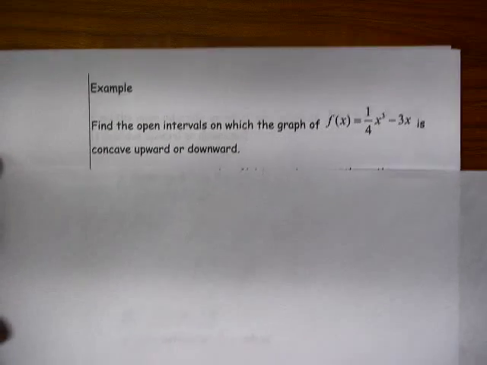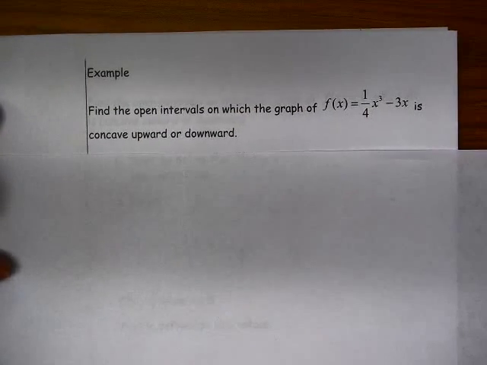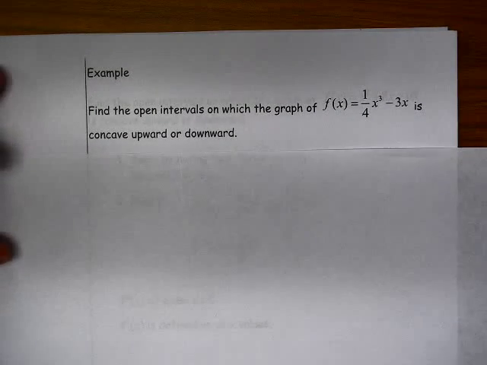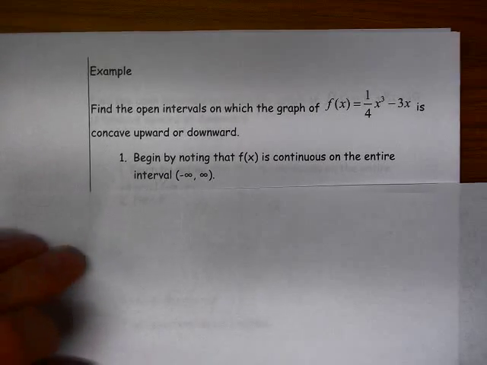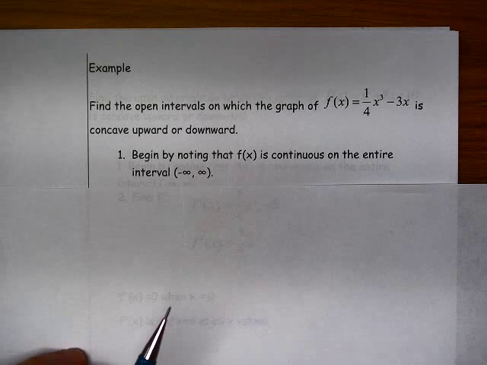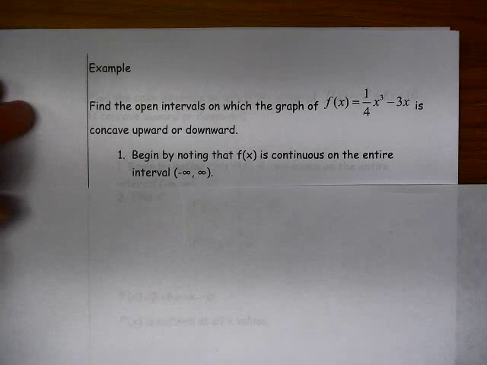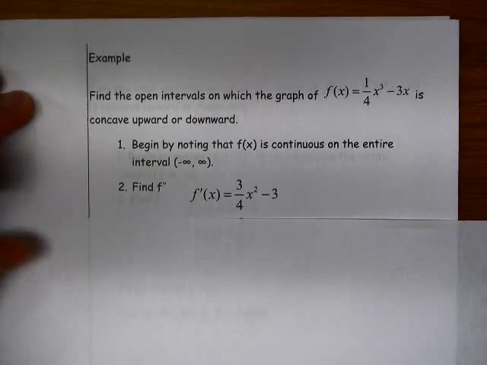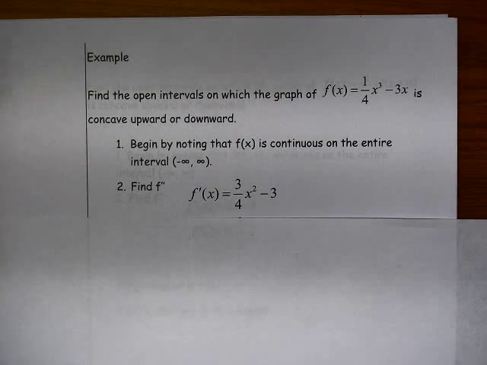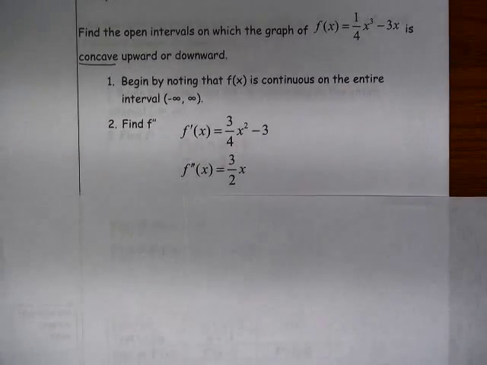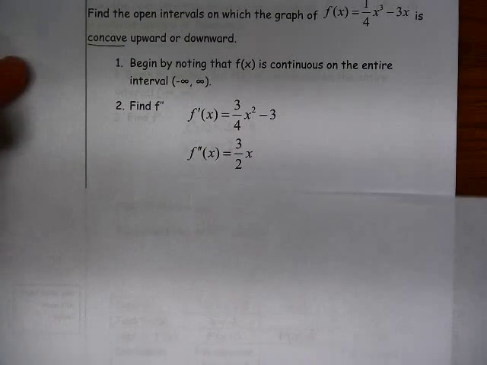All right, so here's our first example. Find the open intervals in which the graph of this f of x is concave upward or downward. So we take a look at this function. We notice that the function itself is continuous on the entire interval from negative infinity to infinity. So we're going to find the second derivative. We're asked to find concavity, so we should automatically think second derivative. So we find the first derivative. We take the derivative of that. We have the second derivative.